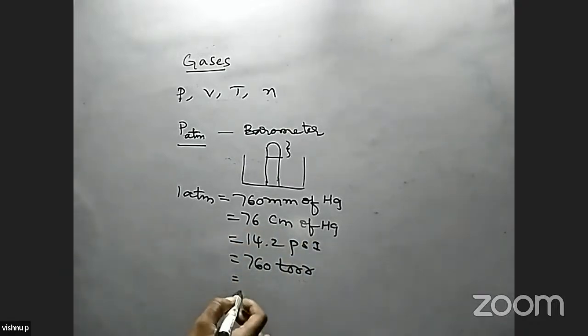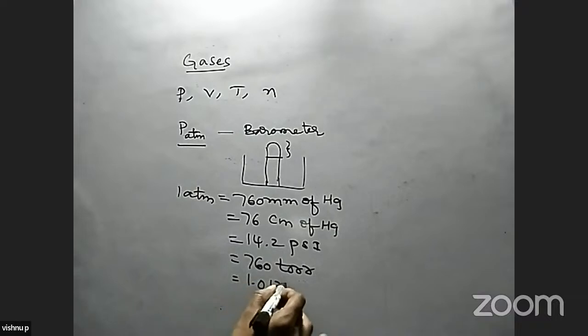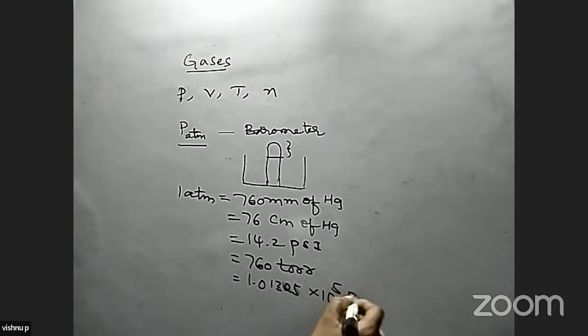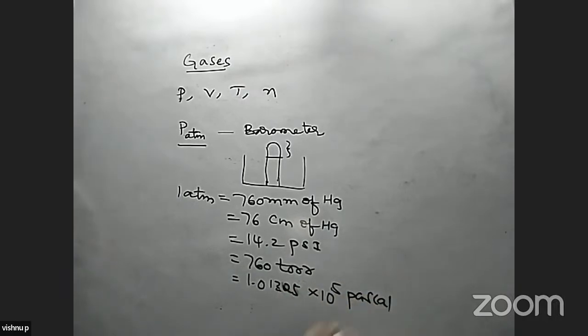That is equal to 1.01325 into 10 to the power of 5 pascals. These are the important units of pressure for atmospheric pressure.